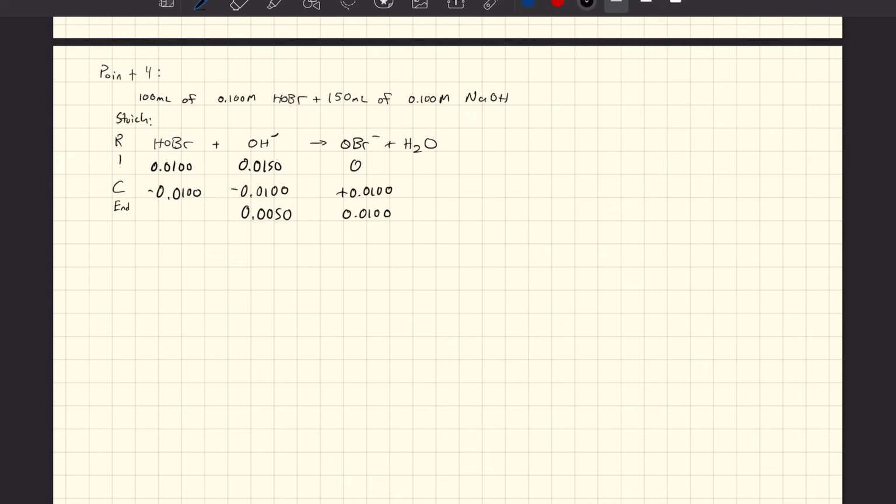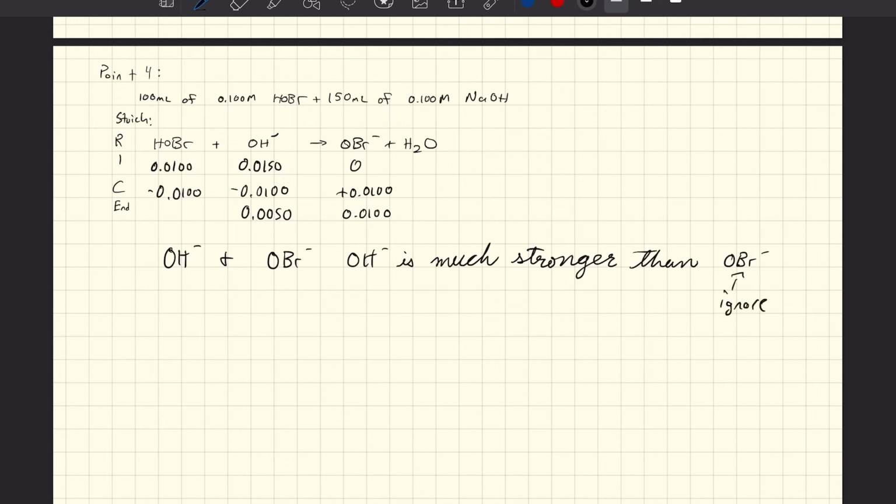Okay, so in our solution, after this reaction, we'll have hydroxide ion and OBr minus. But OH minus is much stronger than OBr minus. Okay, so we actually just ignore this, okay, because OH minus is just so much stronger.